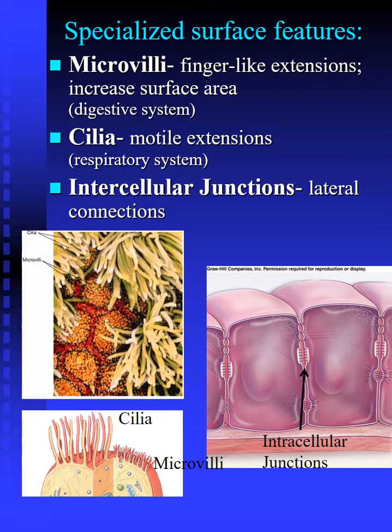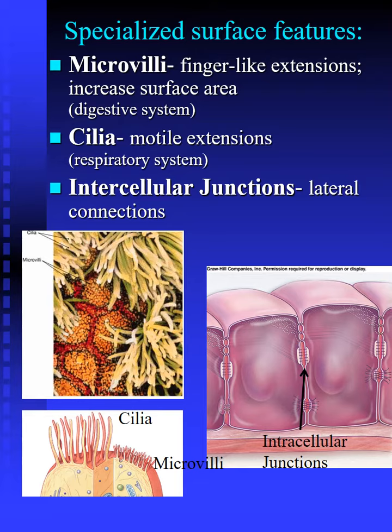So some specialized surface features of some, but not all epithelial include microvilli. Microvilli, again, are small finger-like extensions that are responsible for increasing surface area. We find a lot of microvilli within our digestive system, such as within our small intestine, and their purpose is to increase surface area to absorb nutrients so that the food we eat can be ingested and digested.